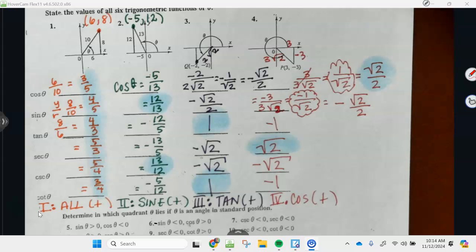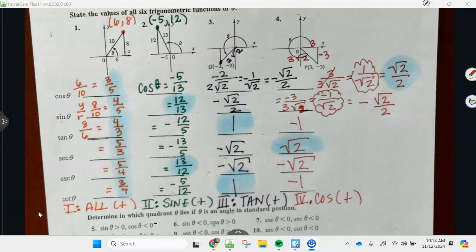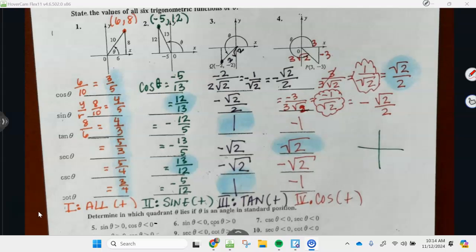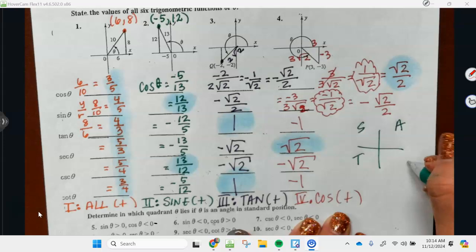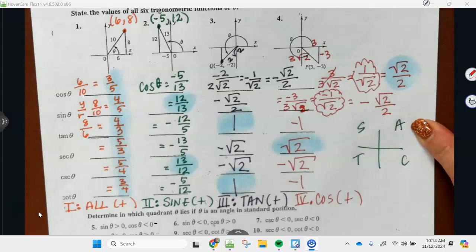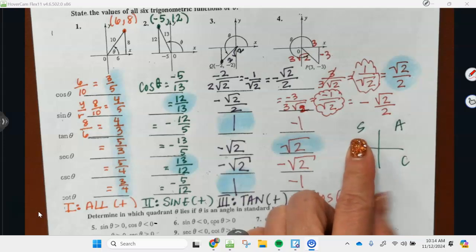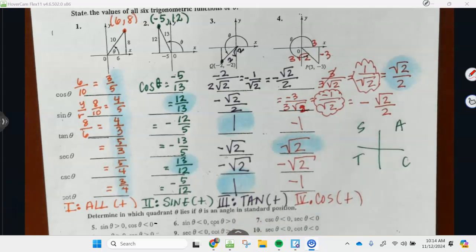So all of that little exercise, all of those notes is really for this right here. Y'all look, draw a little baby x and y axis, just a little baby one. And we're going to write a little statement that says, all students take calculus. What that really stands for is, in quadrant 1, all trig functions are positive. In quadrant 2, only sine is positive. In quadrant 3, only tangent is positive. In quadrant 4, only cosine is positive.